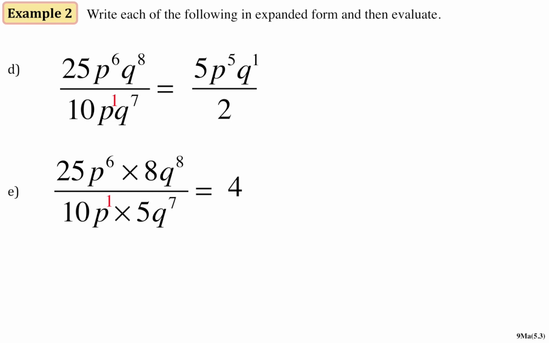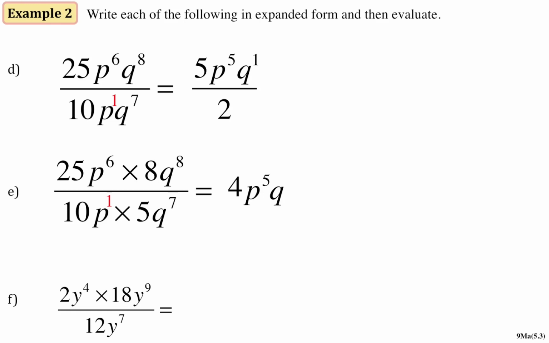Now let's look at the letters. For the letter P, P to the power of 6 on the top, P to the power of 1 because we can put a 1 there. 6 take away 1 is 5, so you get P to the power of 5. Let's look at the letter Q. 8 on the top, 7 on the bottom, 8 take away 7 is 1, so it's Q to the power of 1, or just Q. Don't write the 1 normally.